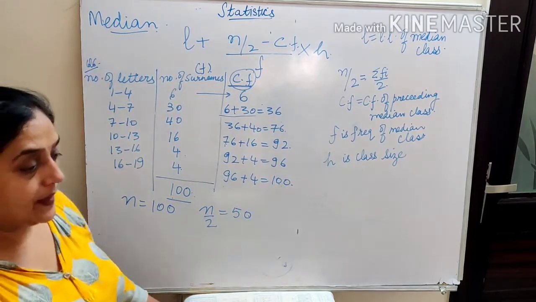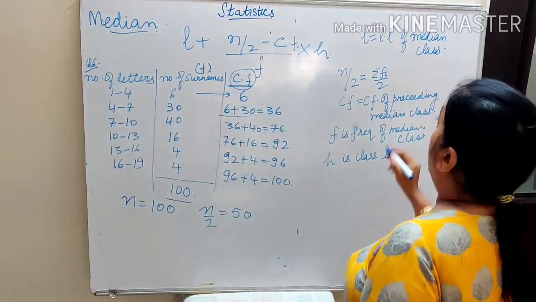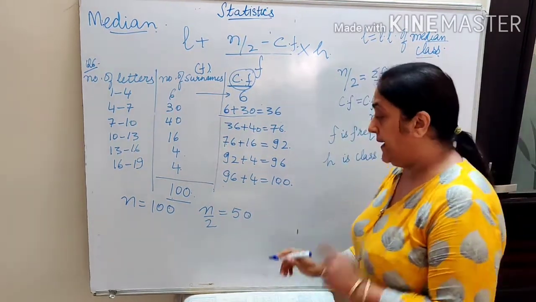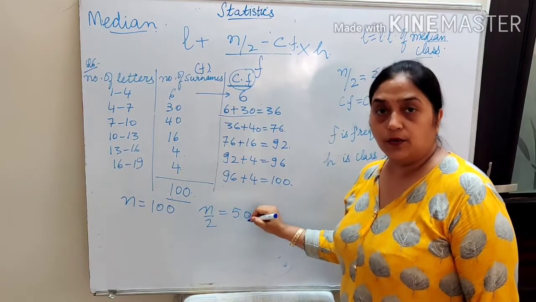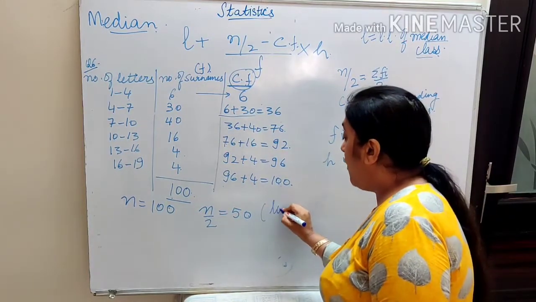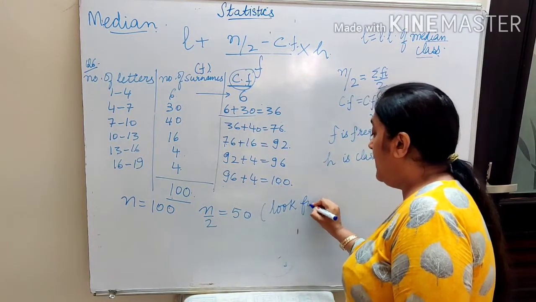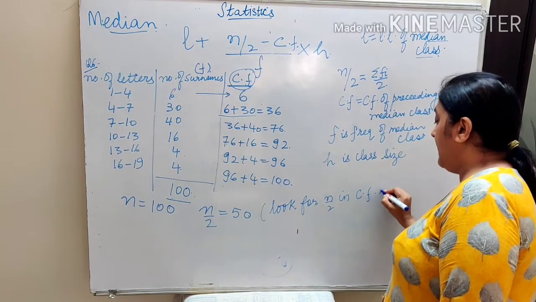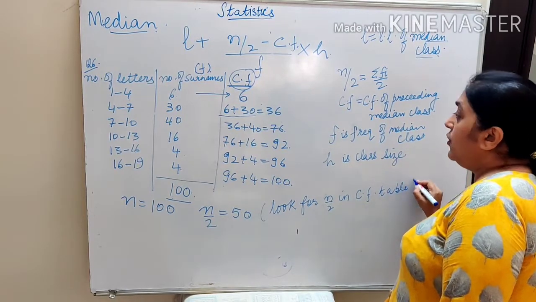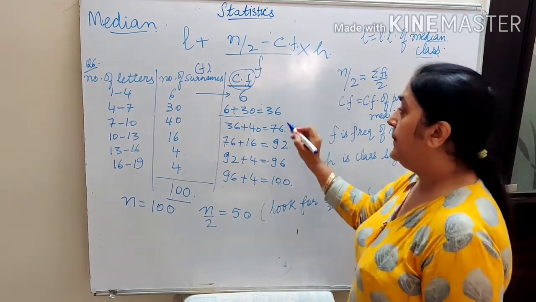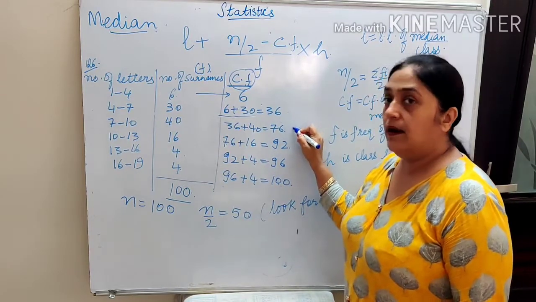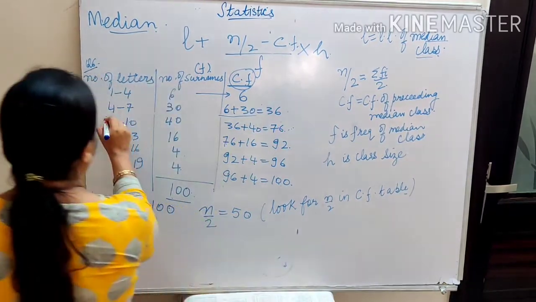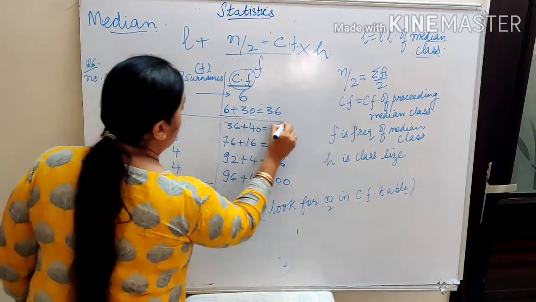Now please see, what is the criterion to find the median class? The main thing is to find the median class. N by 2 comes out to be 50. Now look for this N by 2 in the Cf table. When will this 50 come in the cumulative frequency table? After 36 comes your 76. So it lies in the class interval 7 to 10. Make a box here.